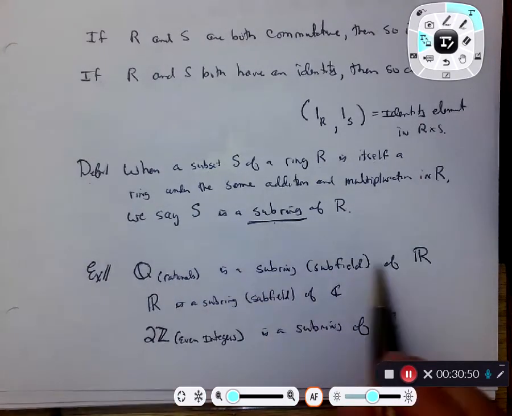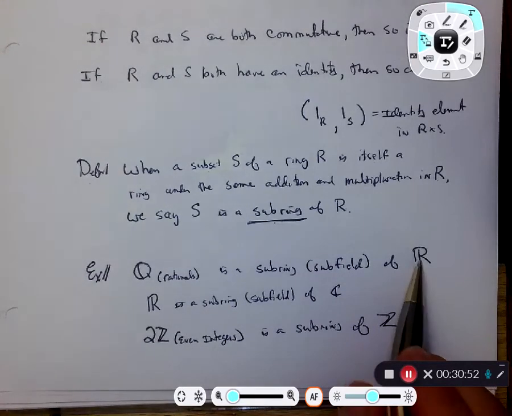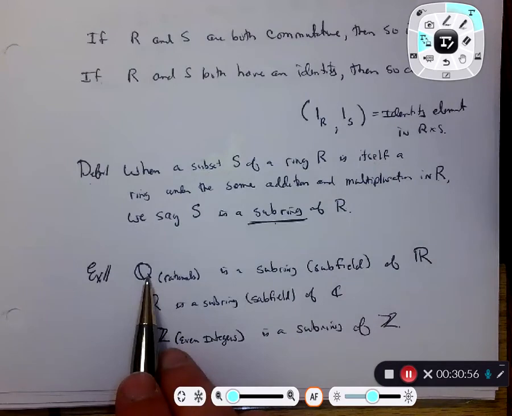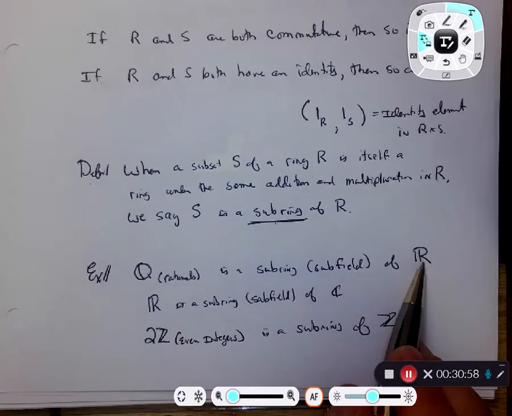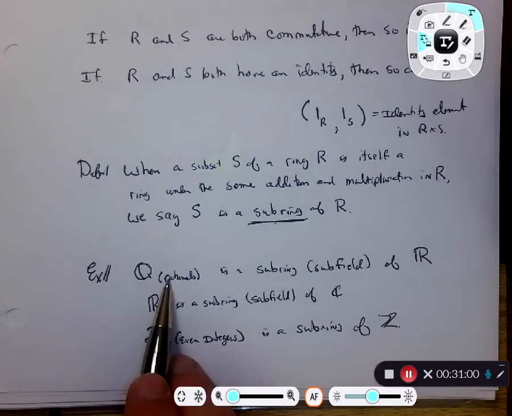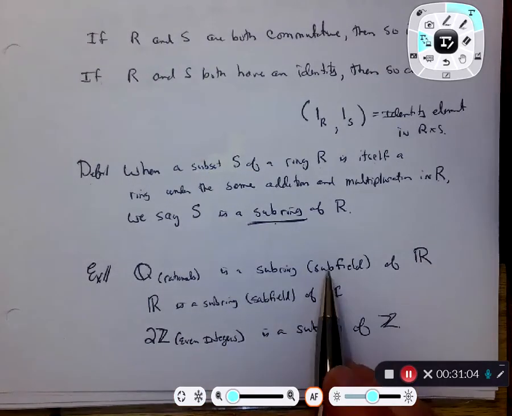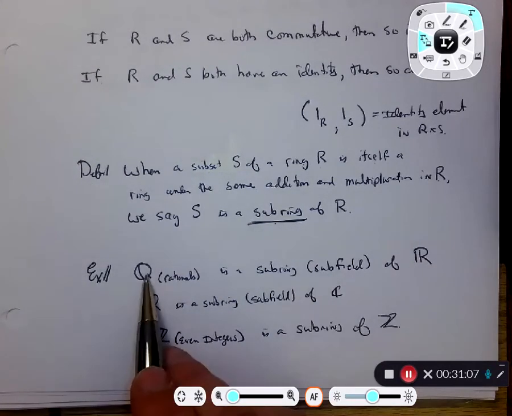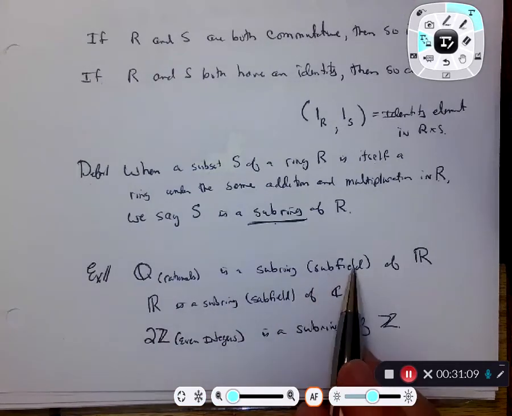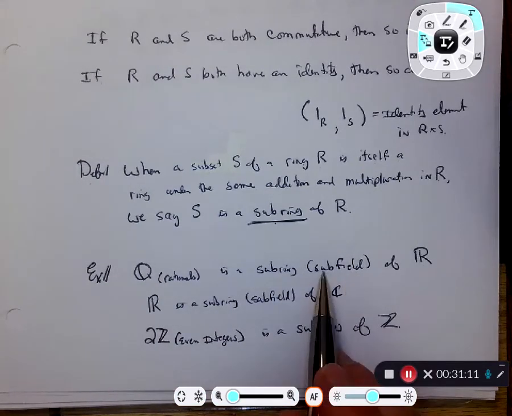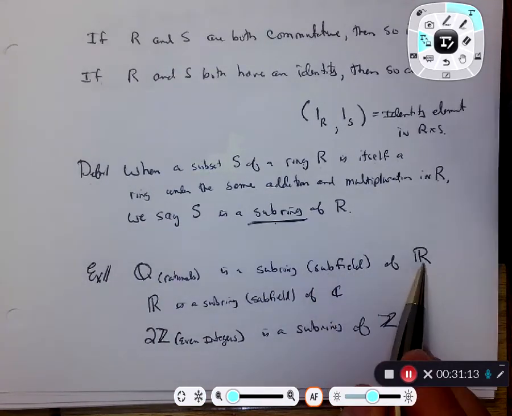So for example, the real numbers. You know how to add, you know how to multiply the real numbers. You'll notice that the rational numbers are contained inside the real numbers. And the rational numbers are a field itself. So a field contained inside of another field, that's going to be a subfield. So the rationals, Q, is a subfield. It's a subring, but it's actually a field. Subfield of the real numbers R.